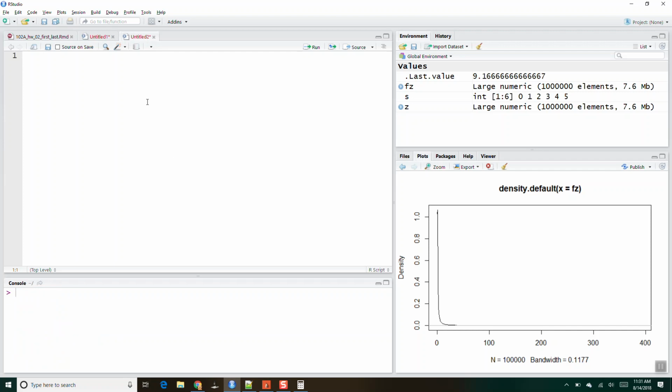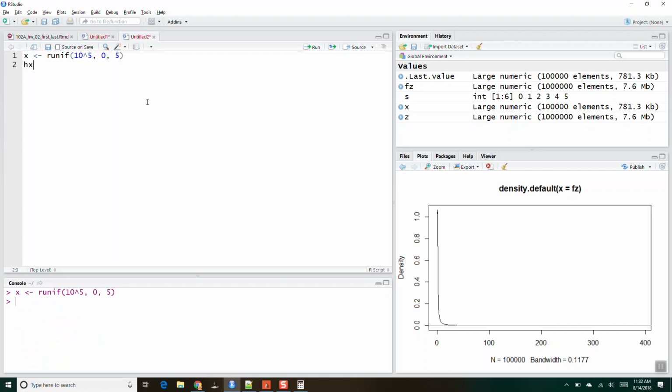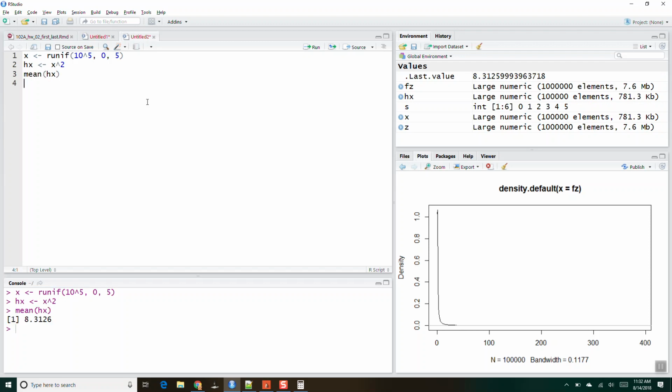And then, okay, so we're going to say X is going to be our uniform. We'll ask for, let's say, 100,000 of these things on the interval 0 to 5. Is that okay? And then we'll apply the function x squared to all of those things. And then we'll just ask, what is the mean of all those? And it gives me 8.3126, which is a decent estimate.